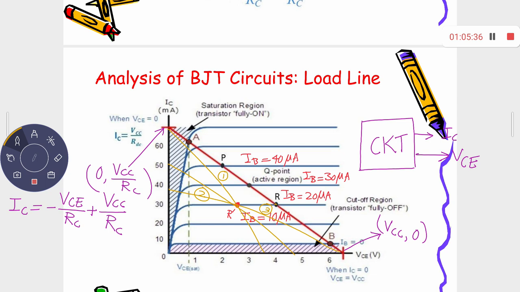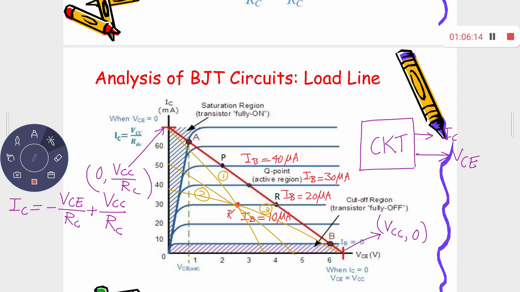And then, suppose for a given circuit, if IB is equal to 20 microampere, you have got R as your point of intersection, the operating point. Now suppose I increase the base emitter voltage so that the base current becomes 30 microampere. Now obviously this will be a point of intersection. If it is 40 microampere, this is the point of intersection. So this is point P, this is point Q, this is point R, point A, point B. These are the extreme points, and P, Q, R are the intermediate points.